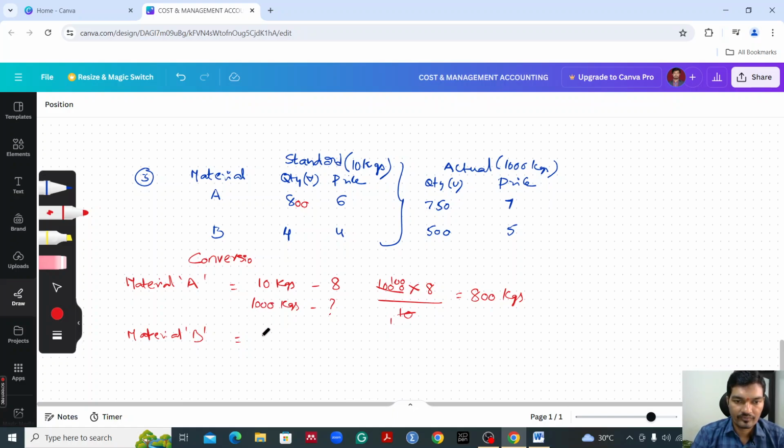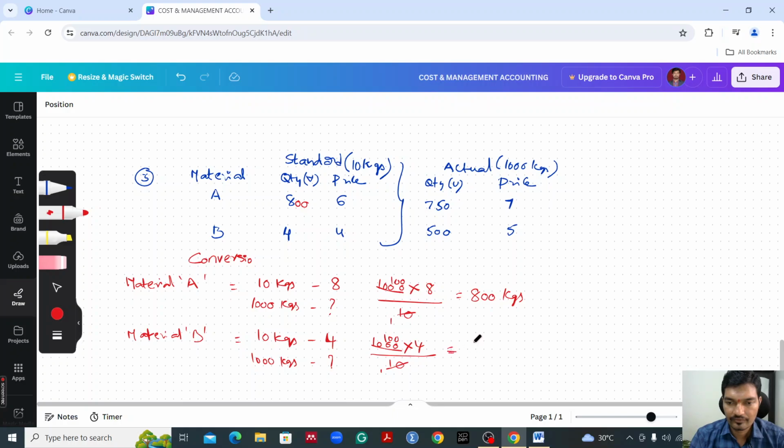So coming to material B, for 10 kgs the standard quantity is 4 units. For 1000 kgs, how much? Simply 1000 kgs into 4 divided by 10.